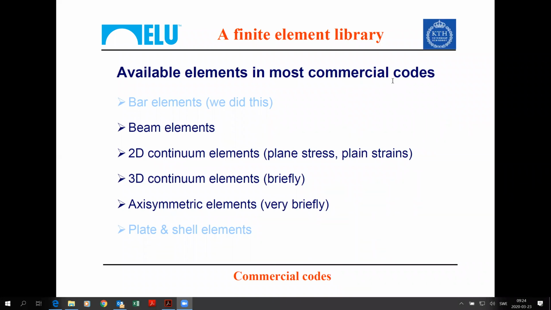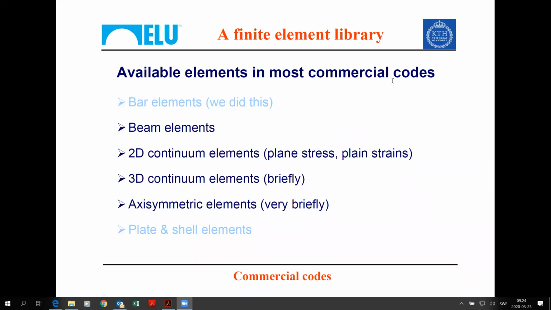So what are we going to talk about today? We are going to look at some of the elements contained in most element libraries of commercial codes. And we will see how the stiffness matrix and consistent nodal loadings can be determined for several types of elements.